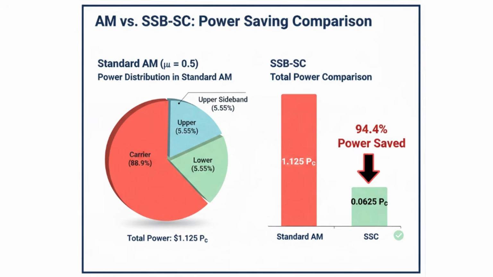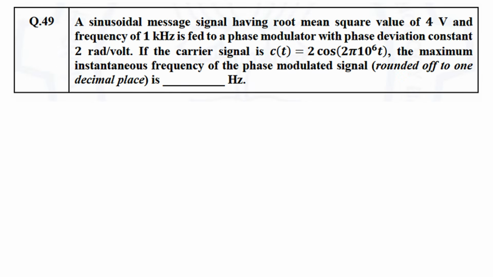So that's all. Here you can see the upper sideband contains almost 5.55%, and the lower sideband also. Most of the power is contained by the carrier only. That is why we try to avoid sending the carrier along with this amplitude modulated wave. Otherwise, what happens? Most of your power, like 88 or 89 percent, is totally wasted. Okay, let's go to another question.